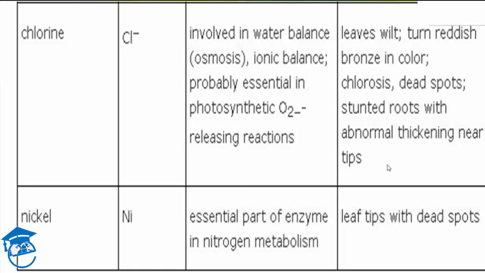Now come to the nickel. Nickel is absorbed in the form of Ni, that is nickel. Okay, it is an essential part of enzymes in nitrogen metabolism. And what's the deficiency symptom of nickel? The leaf tips become wilted, and dead spots occur on the leaf tips. Okay, so these are the deficiency symptoms of nickel.